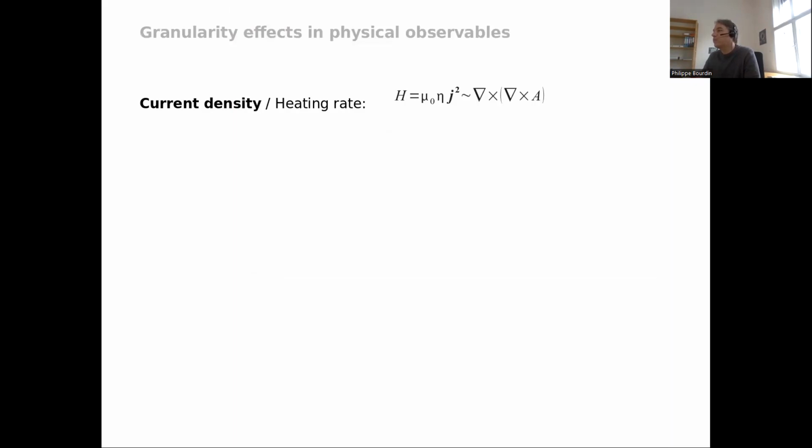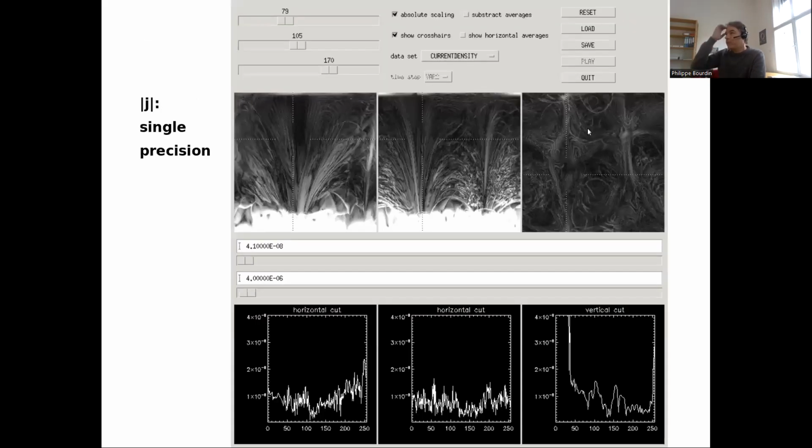So if you want to study coronal heating, then you are sensitive to the current density, because the heating is basically proportional to J squared. And J, by the way, is proportional to the rotation of the vector potential A. Okay, so here's our image in single precision. And it, of course, looks totally fascinating, right? You have all these small scale structures here.